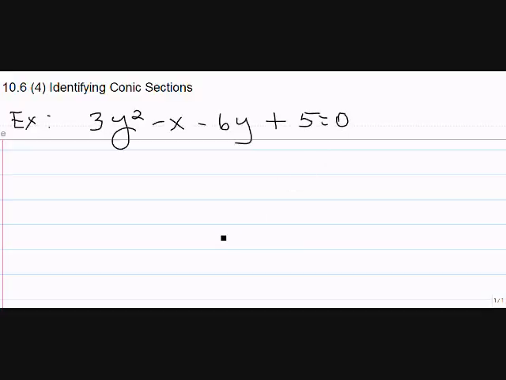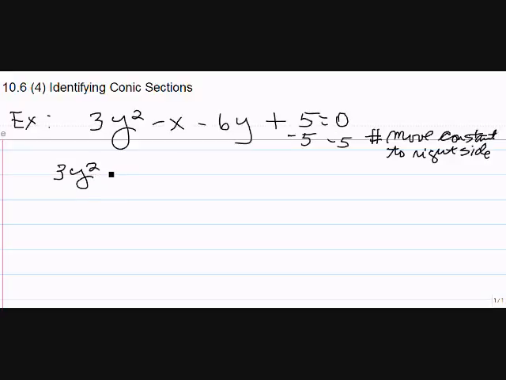So we're going to work it through. We're going to work all these through the same way. Step number 1: we're going to move the constant to the right side, all by itself. So I'll subtract 5 and get 3y squared minus x minus 6y equals negative 5.